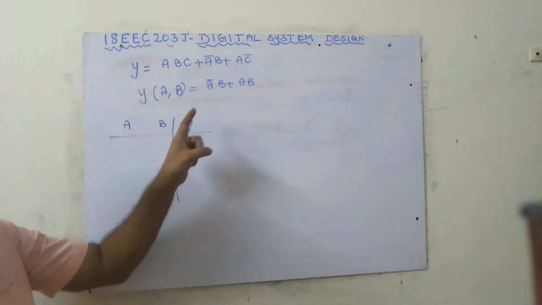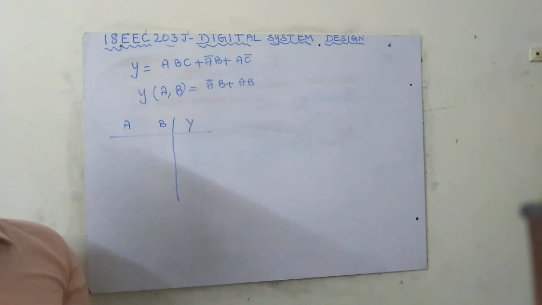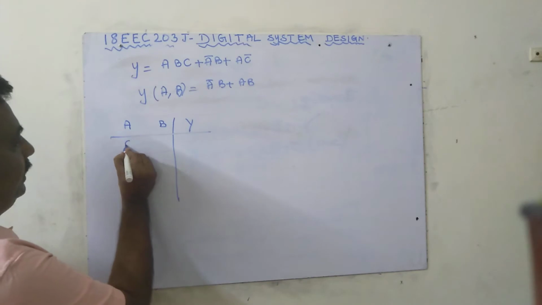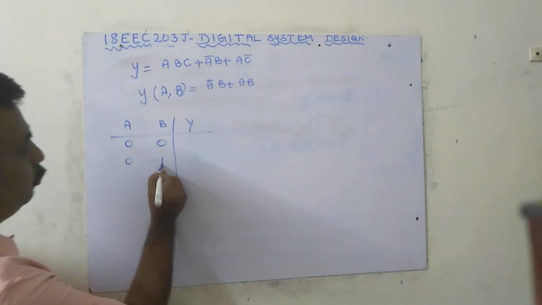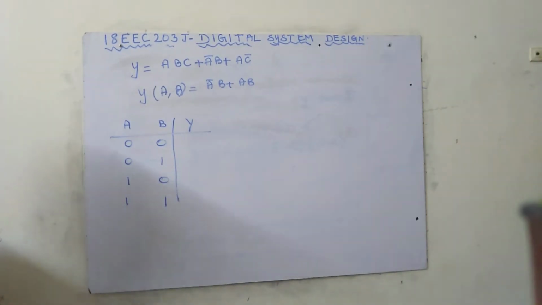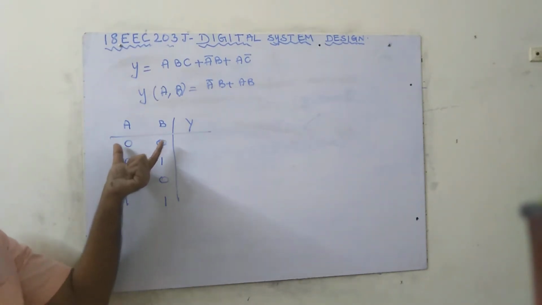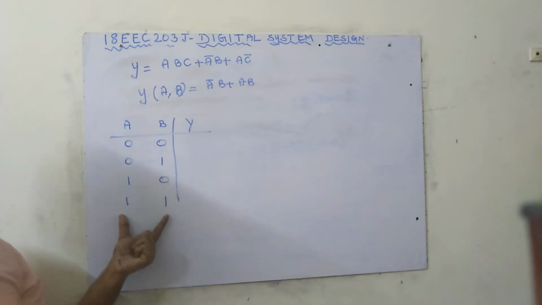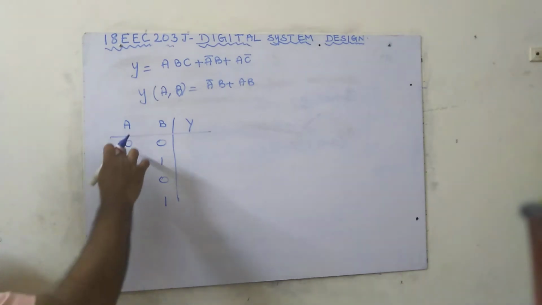Okay, now what are the values? A can have 0 or 1, B can have 0 or 1. So what are all the possible combinations? Here, this 0, this also 0, is one possible combination. Next, this 0, this 1. Next, this 1, this 0, and 1, 1. These are called all possible combinations. You can't get any other combination apart from 0, 0, 0, 1, 1, 0, 1, 1. Only 4 combinations are possible. If it is a two variable problem, it has 4 possible combinations. This is called all possible combinations.